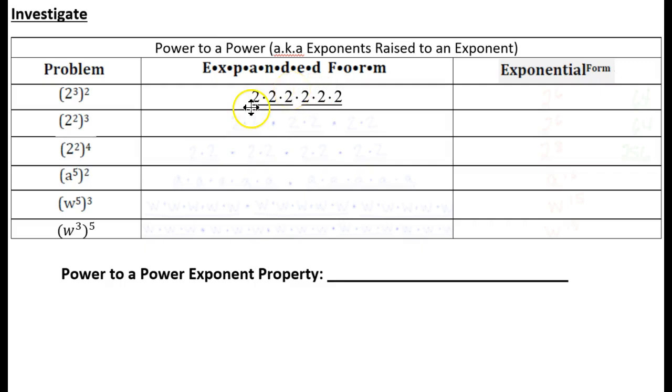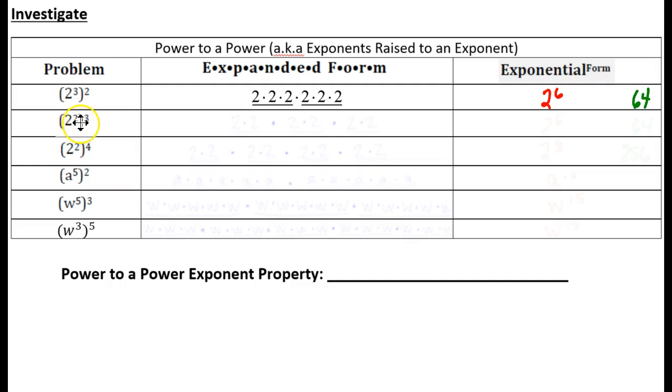So if you count the total number of 2's that we have, 1, 2, 3, 4, 5, 6, we can rewrite this as 2 to the 6th power. Again, since this is a number raised to an exponent, it can simplify, and that simplifies to 64.